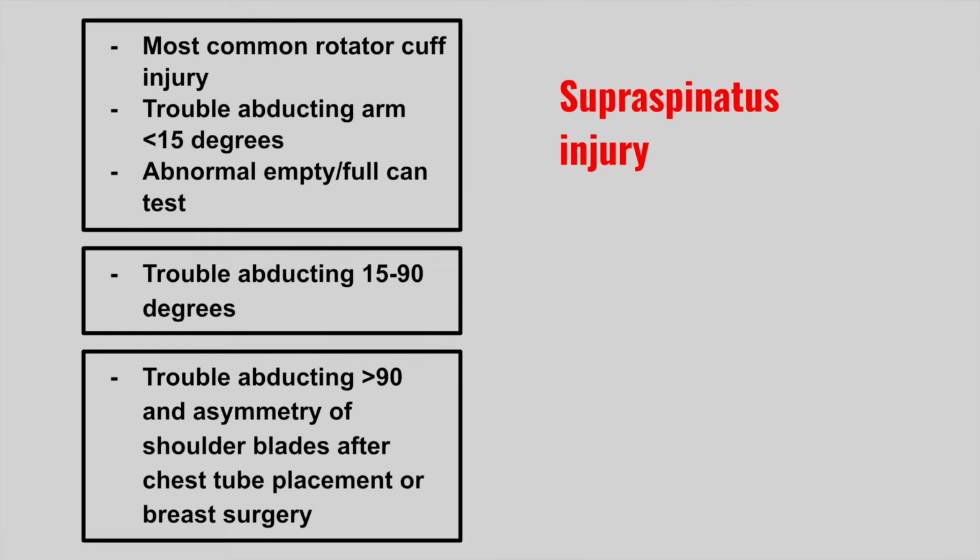Next, the patient's going to have trouble abducting 15 to 90 degrees. So this is a deltoid muscle injury, and remember the axillary nerve innervates this muscle. Next, the patient's going to have trouble abducting over 90 degrees and asymmetry of the shoulder blades after a chest tube placement or a breast surgery.